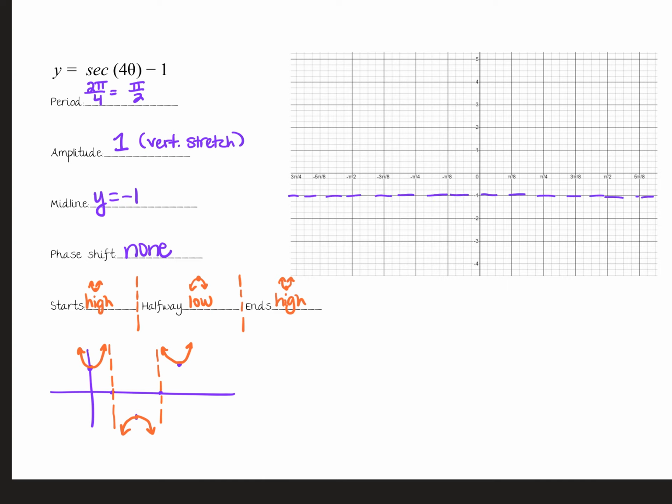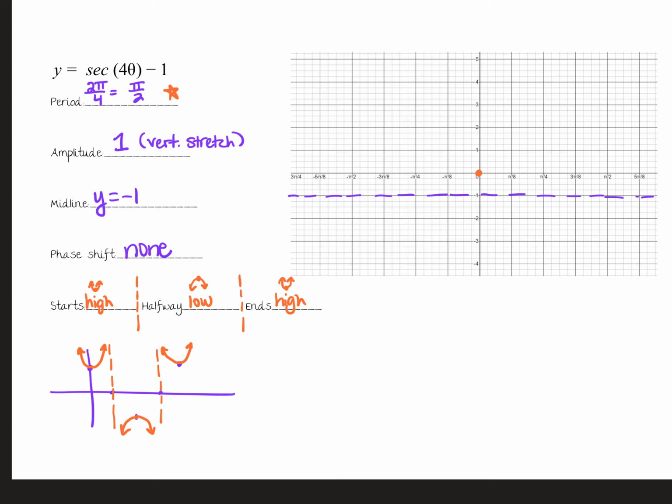Now, there's no phase shift this time, so I should just be able to graph my function without having to move it afterwards. The next thing I'm going to do is start marking some things. So I start out with my high vertex. So that's going to be a 1 above my midline. The period length this time is only pi over 2.